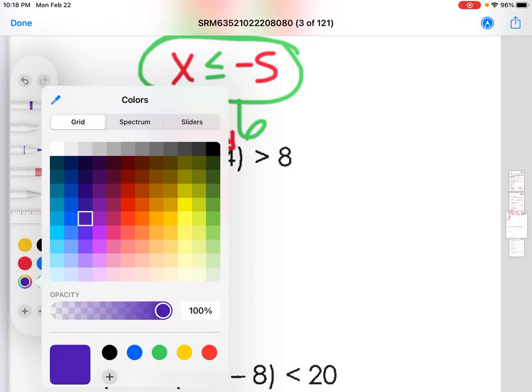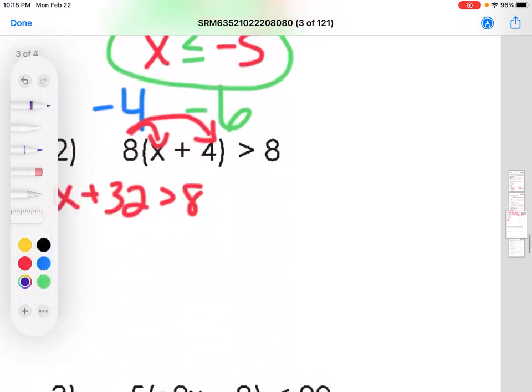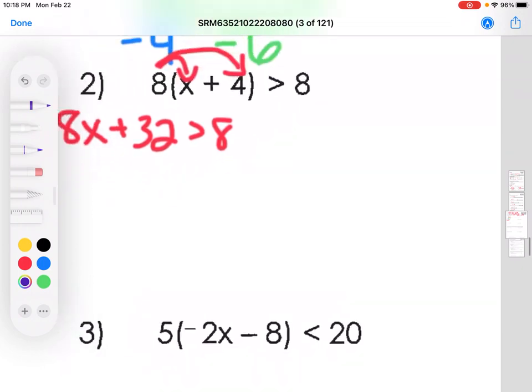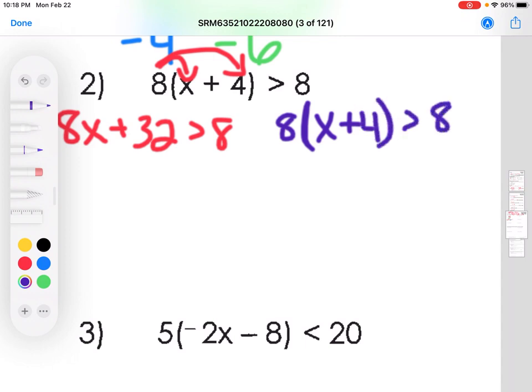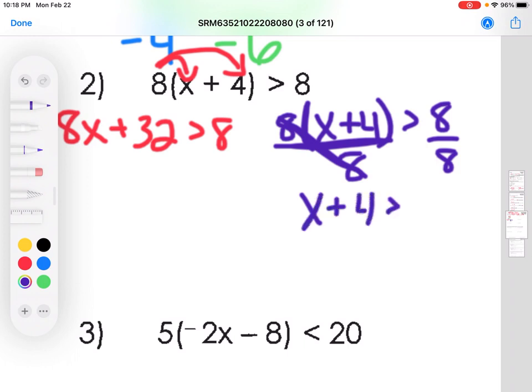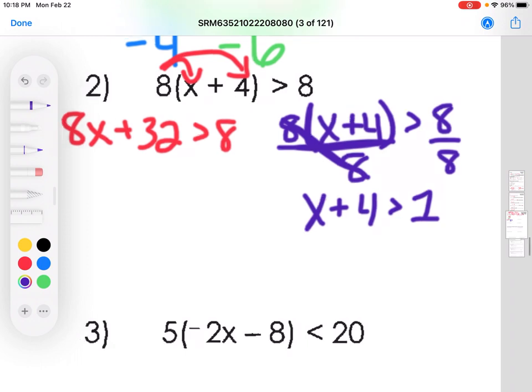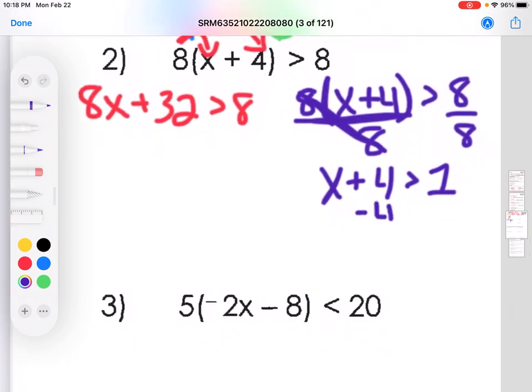Or I also could have just divided. So when I had 8 times x plus 4 is greater than 8, I could divide both sides by 8, which would give me x plus 4 is greater than 1. Then I would subtract 4 from both sides. So x is greater than 1 minus 4, which is negative 3.